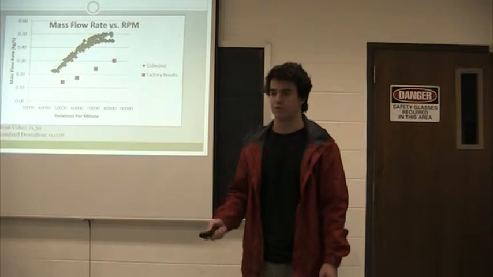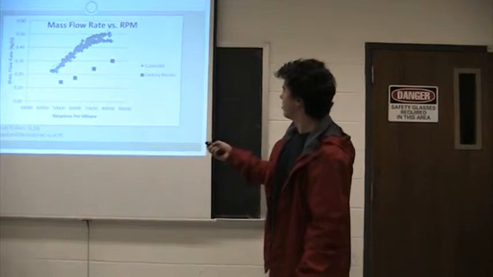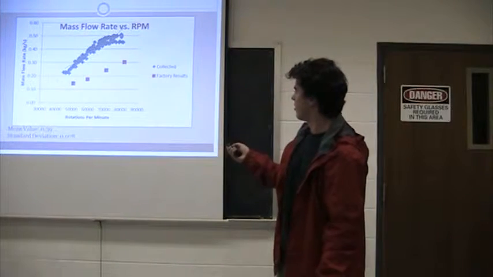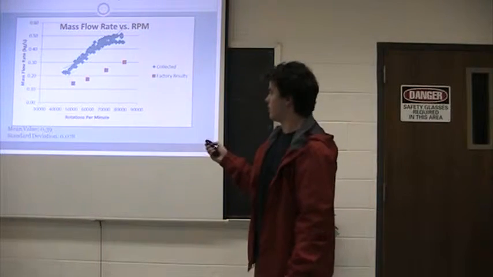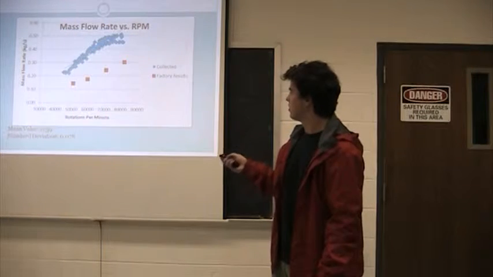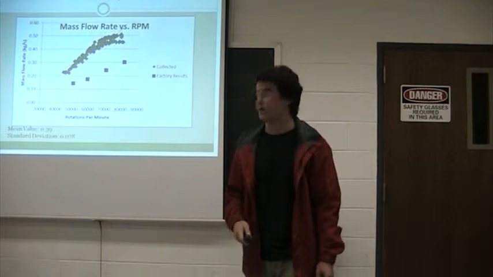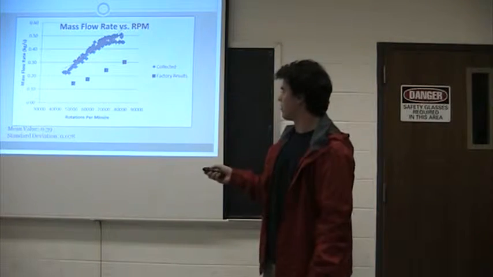There's over 100 trials, and you can still see that right here we have the old collected data, and in red the factory results. And while the data is off, if you look at the trend line, you can see how similar the slopes actually are, showing that the mass flow rate will increase as the RPMs increase. And the RPMs we took between 40,000 and 80,000.